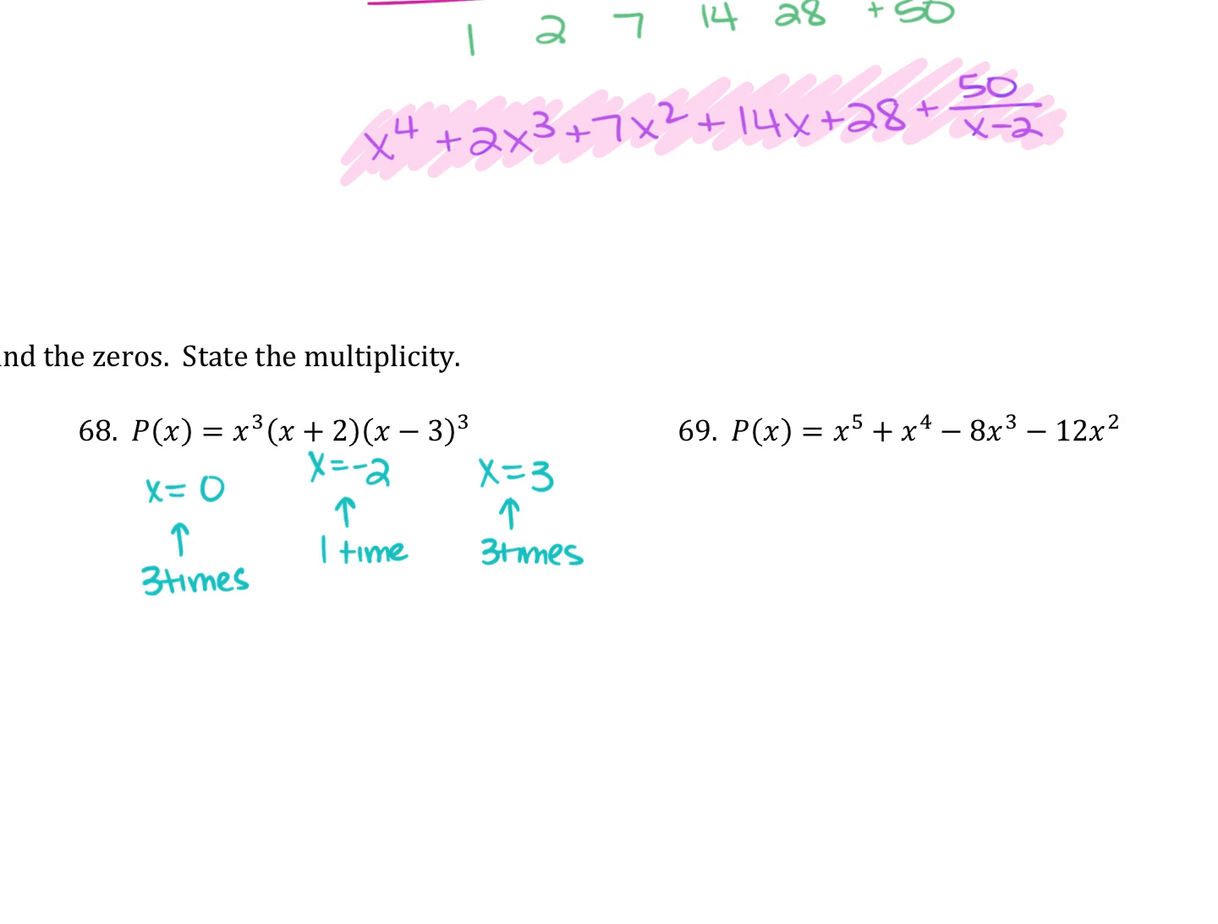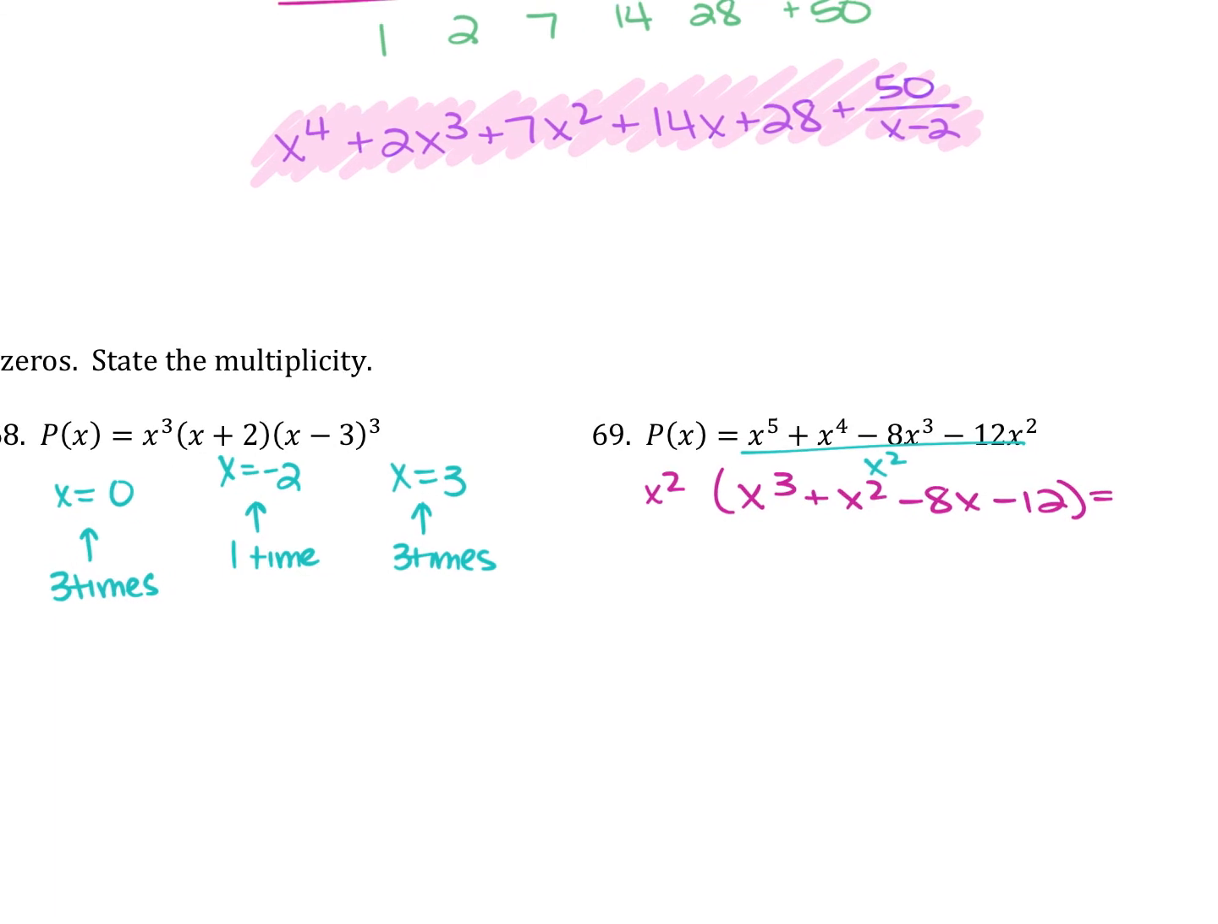For 69, we have p of x is equal to x to the 5th power plus x to the 4th power minus 8x cubed minus 12x squared. What I'm going to do first is factor out the x squared because that's my greatest common factor. This gives me x squared times x cubed plus x squared minus 8x minus 12. This is all equal to 0. So that x squared means that x is equal to 0 twice.